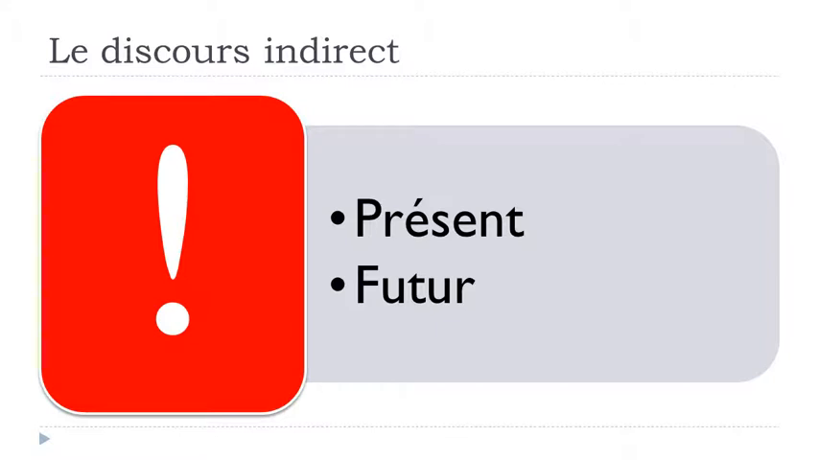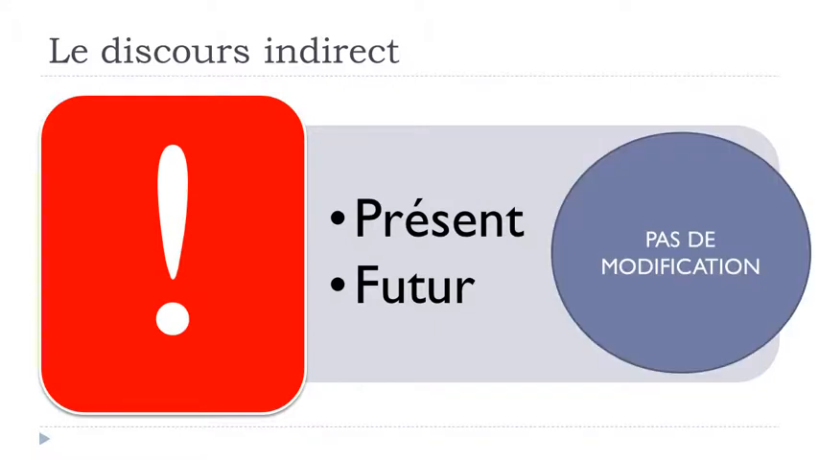for the present and the future, so if the verb that introduces this structure, this discours indirect, is at the present form or the future form, then the good news is that you won't have to modify anything after it. Okay? So that's the rule. If the verb that introduces this structure is at the present form or the future form, then you don't modify the verb after, which is quite good news.